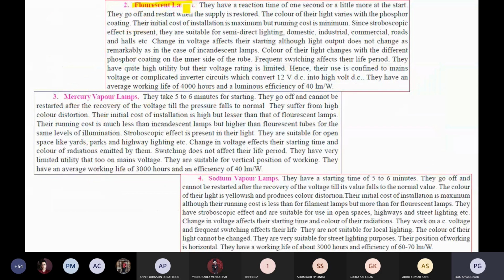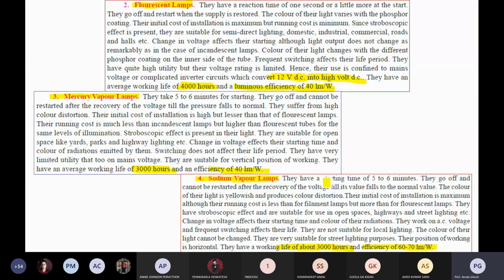Then the fluorescent lamp, that I have already discussed, may also work for 12 volt DC and AC. Its life is 4000 hours and luminous efficiency is 40 lumen per watt. But the mercury vapor lamp is applicable for 300 hours and its efficiency is 40 lumen per watt. Both efficiencies are more or less the same. But in the case of sodium vapor lamps, the working lifespan is 3000 hours and the efficiency is 60 to 70 lumen per watt.